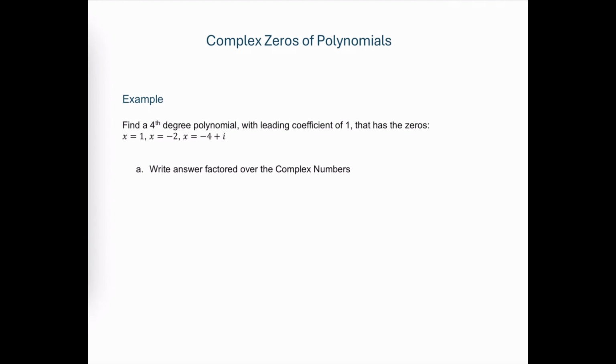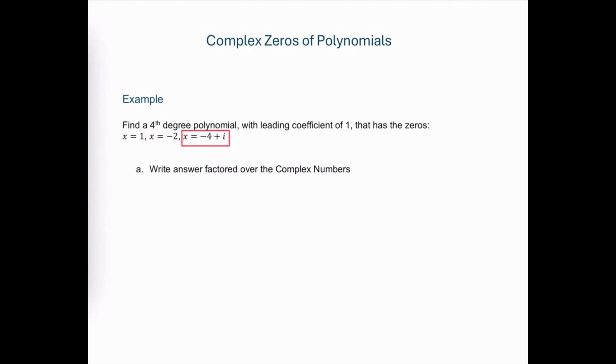Find a fourth degree polynomial with a leading coefficient of 1 that has the zeros x equals 1, x equals -2, and x equals -4 plus i. Let's recall that a fourth degree polynomial function is expected to have 4 zeros. And so far we're given 3 of them.